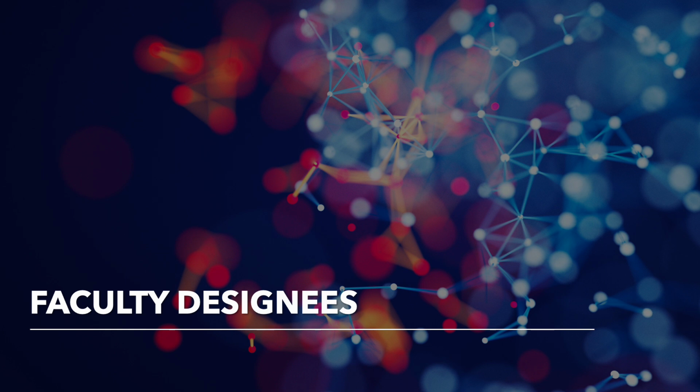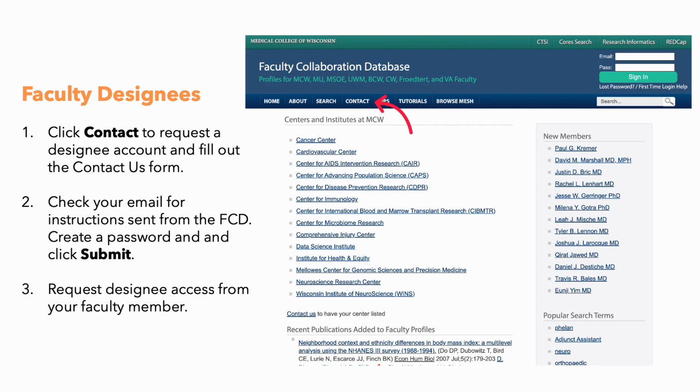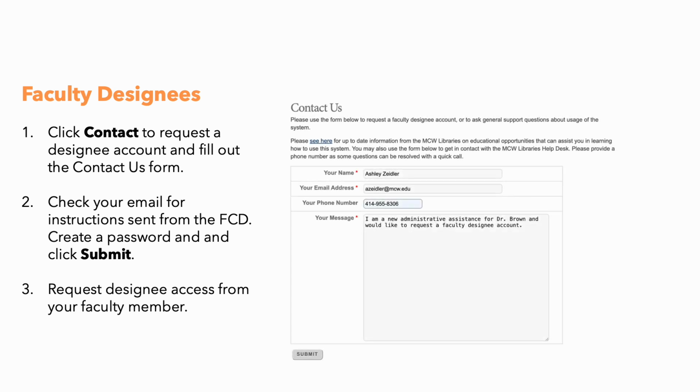Next, let's look at how you can delegate a faculty designee to update and maintain your FCD profile on your behalf. There are 3 steps to adding a faculty designee to a faculty account. First, the designee will need to contact the FCD Help Desk to request designee status. To do so, click the Contact button and fill out the Contact Us form with a message requesting a faculty designee account. Once we've created the account, you'll receive an email with a link to log into your account for the first time.